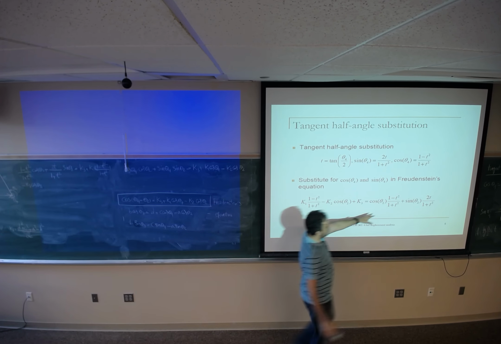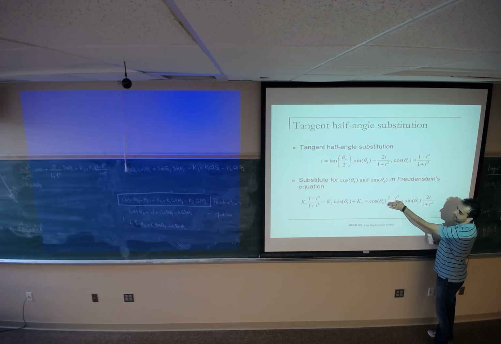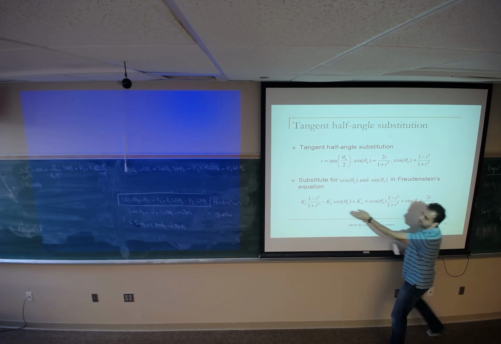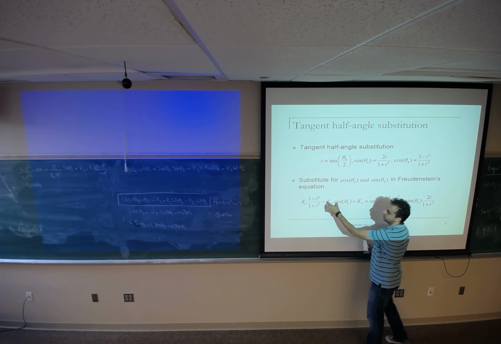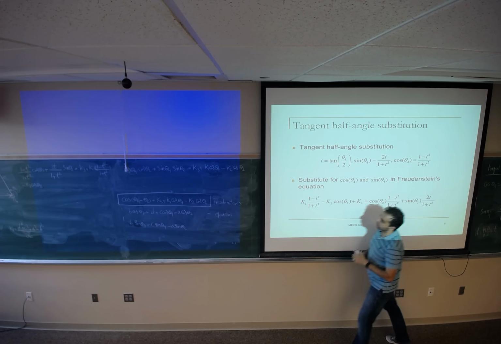Now I'm going to multiply both sides by 1 plus t squared. This term is gone, this term will be gone, this term will be gone. I should multiply these two terms by 1 plus t squared.